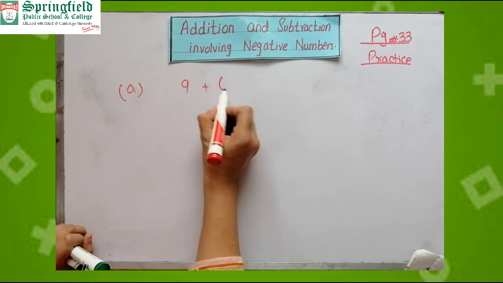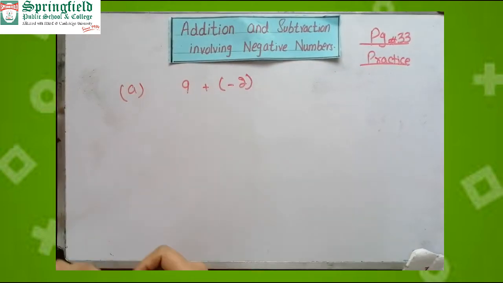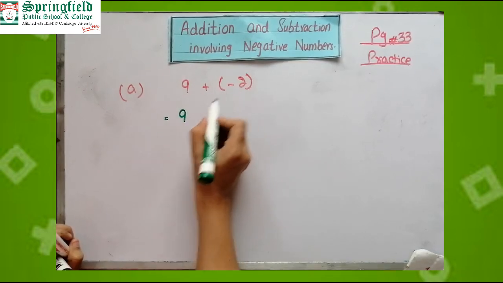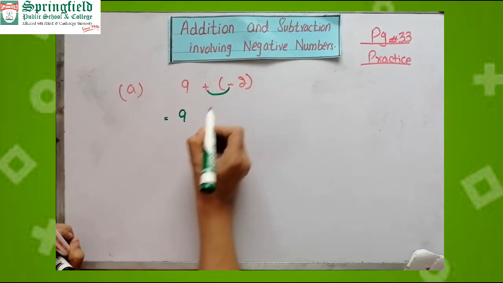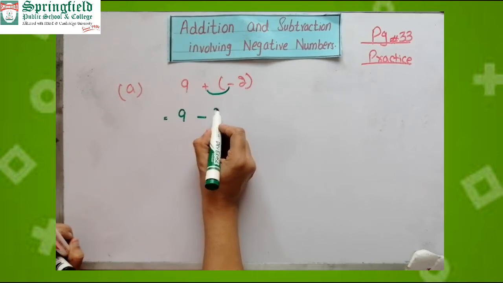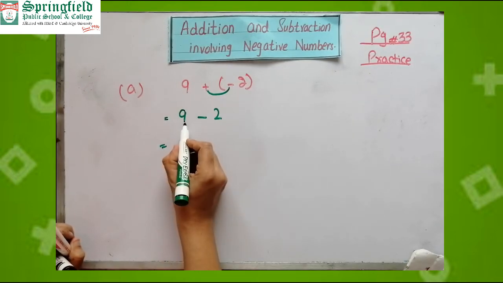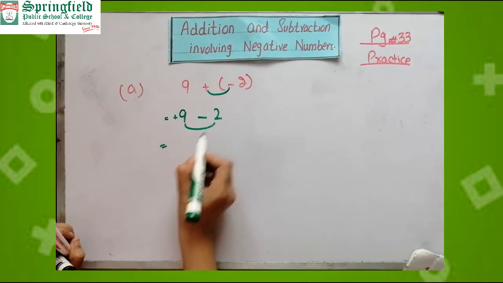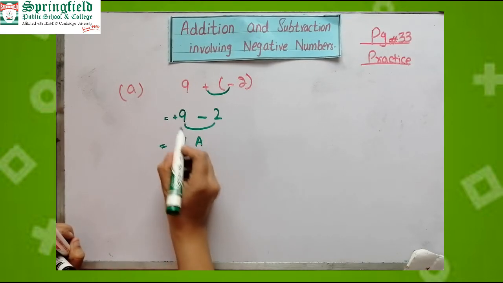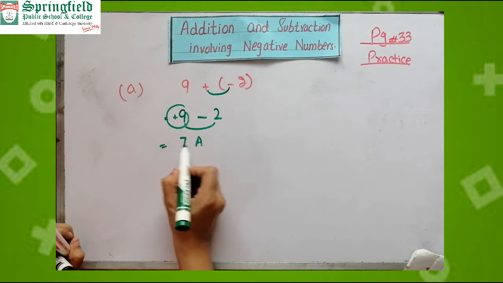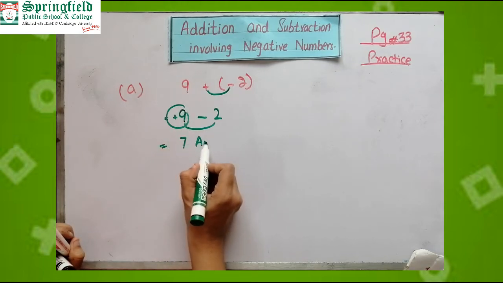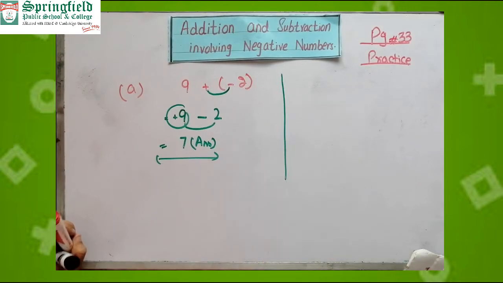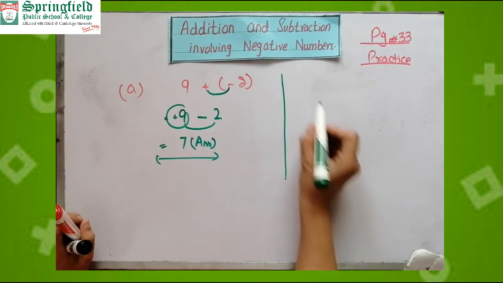9 plus small bracket -2. Okay, how can we solve? First we will write 9, then open the bracket, minus plus minus 2. Then 9 has a plus sign. So plus minus minus. 9 minus 2 is 7. And the greater value has a positive sign, which means 7 has a positive sign. And this is your answer. Understood, beta? Okay. Now come to the last part.